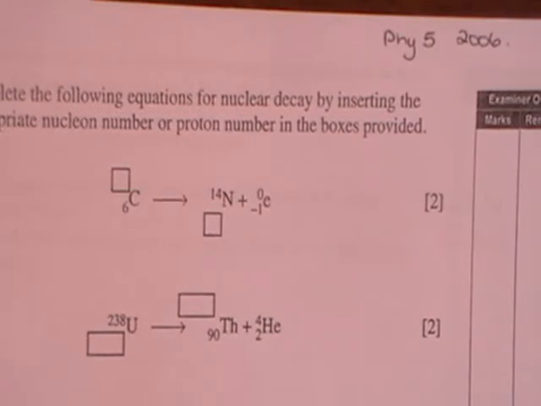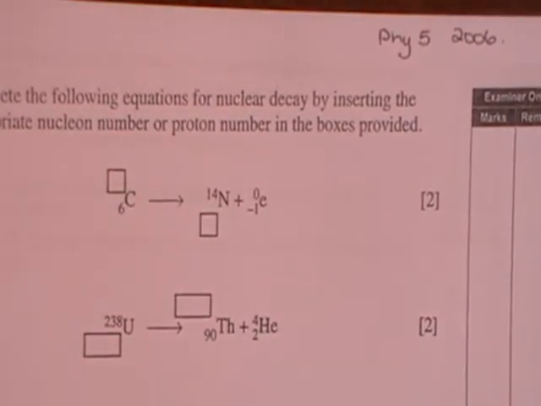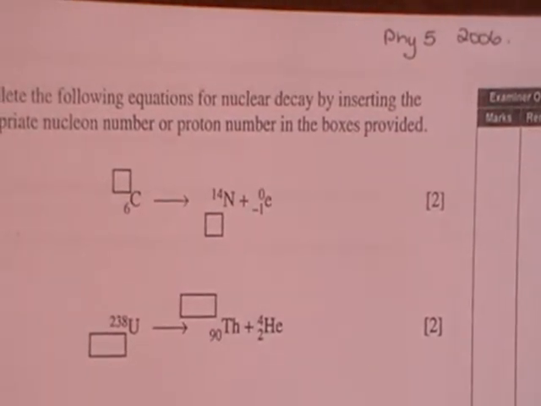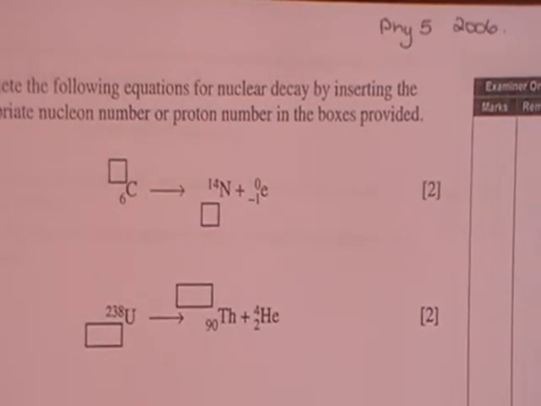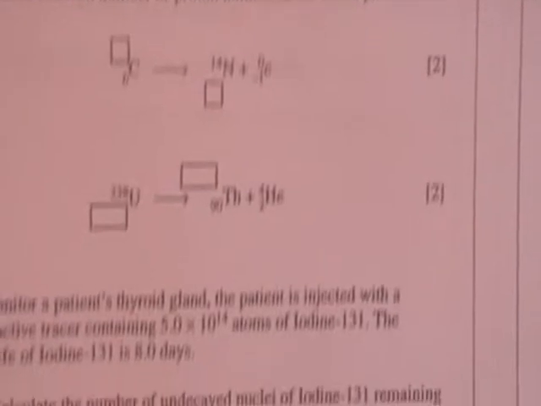This is Physics 5, 2006, and question 5a. Complete the following equations for nuclear decay by inserting the appropriate nucleon number in the boxes provided.